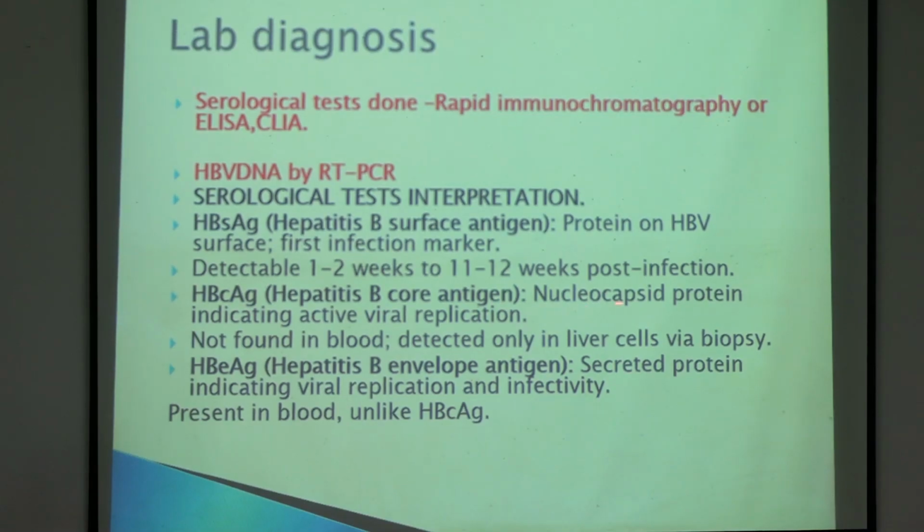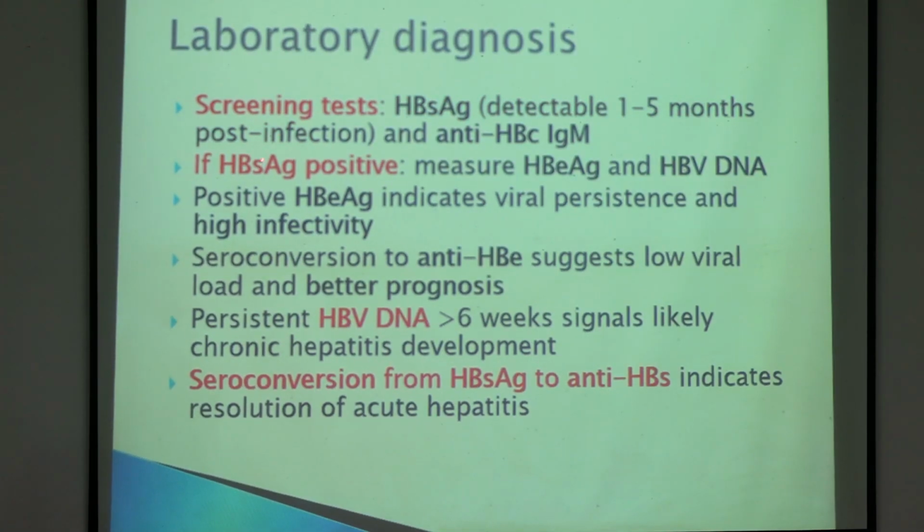HBcAg, that is the core nucleic acid protein, indicating active viral replication. Usually we will not detect it, but we can see the antibodies against it, because it is not found in the circulation. It is not found in blood, detected only in liver cells or liver biopsies. If you do a liver biopsy, only then can you detect it. Next is HBeAg, the envelope antigen, a secreted protein indicating viral replication and infectivity, present in blood, unlike HBcAg. For screening, we can do HBsAg and anti-HBc IgM, detectable 1 to 5 months post infection.